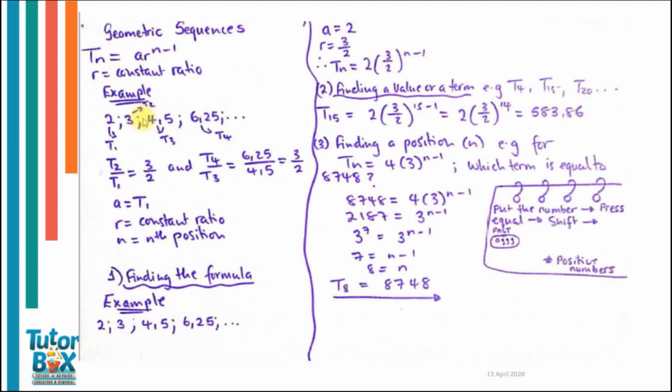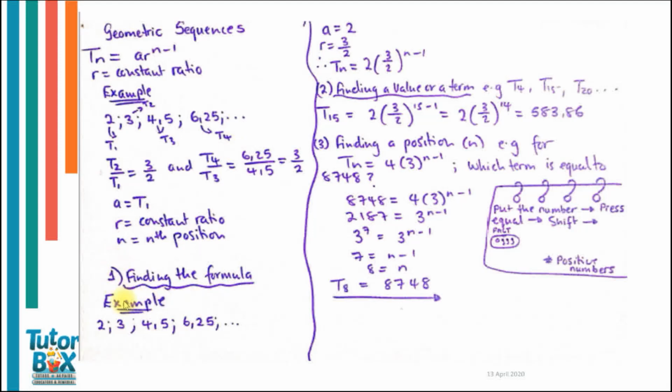So for example, let's say they give you 2, 3, 4.5, and 6.25. So 2 is the first term, 3 is the second term, 4.5 is the third term, 6.25 is the fourth term. To get my constant ratio, let's first take T2 divided by T1, which is 3 divided by 2, and I can also take 6.25 divided by 4.5. I also get 3 over 2 and 3 over 2. So we've done the test, and it checks as a geometric sequence.